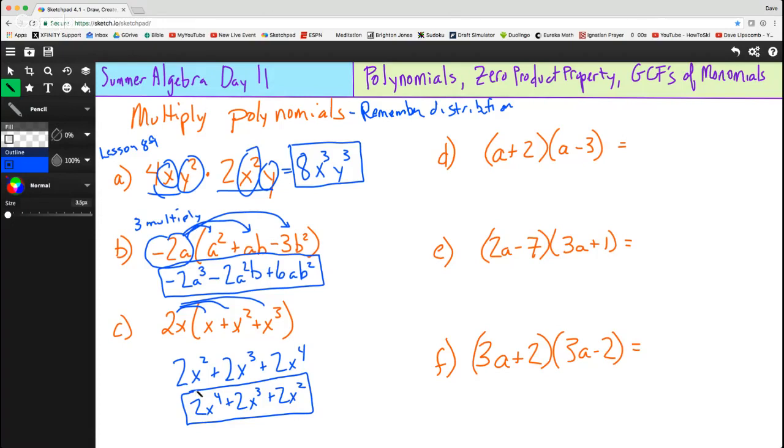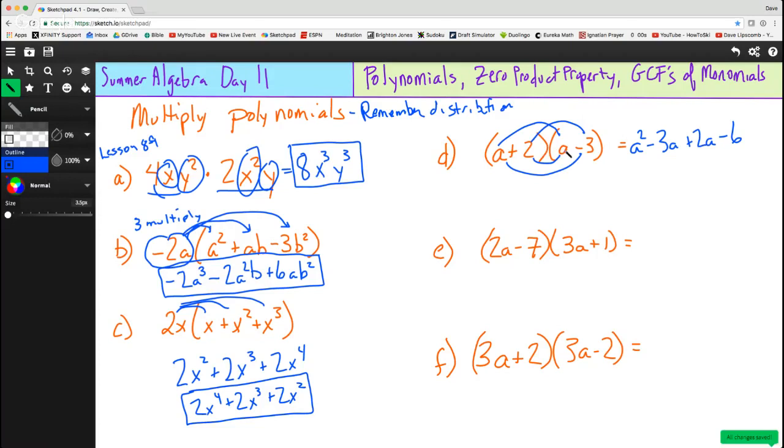So that's easy. Now we get into this situation. Remember, this is called foiling because we're multiplying a binomial by a binomial. And so that's first, outside, inside, last. So we get a squared minus 3a plus 2a minus 6, right?